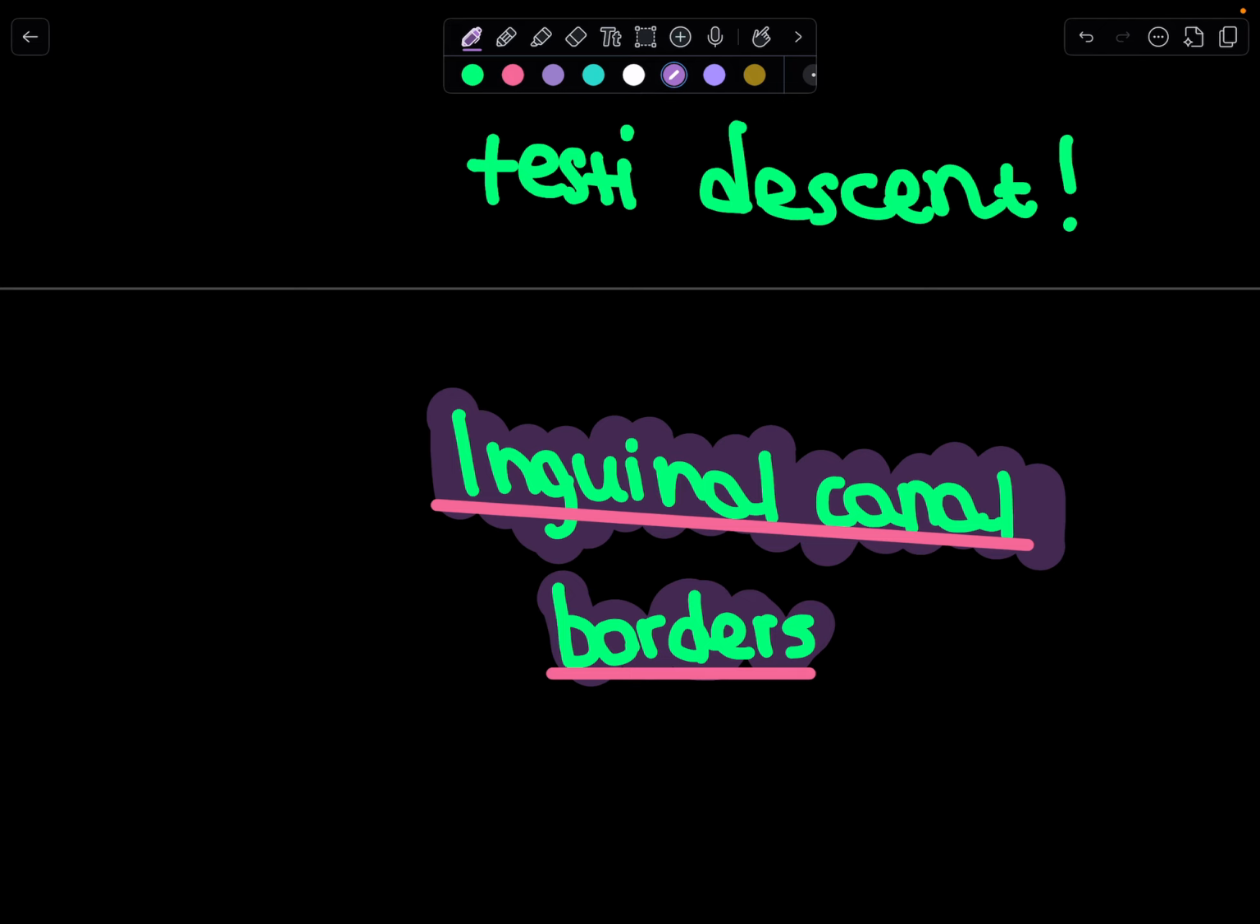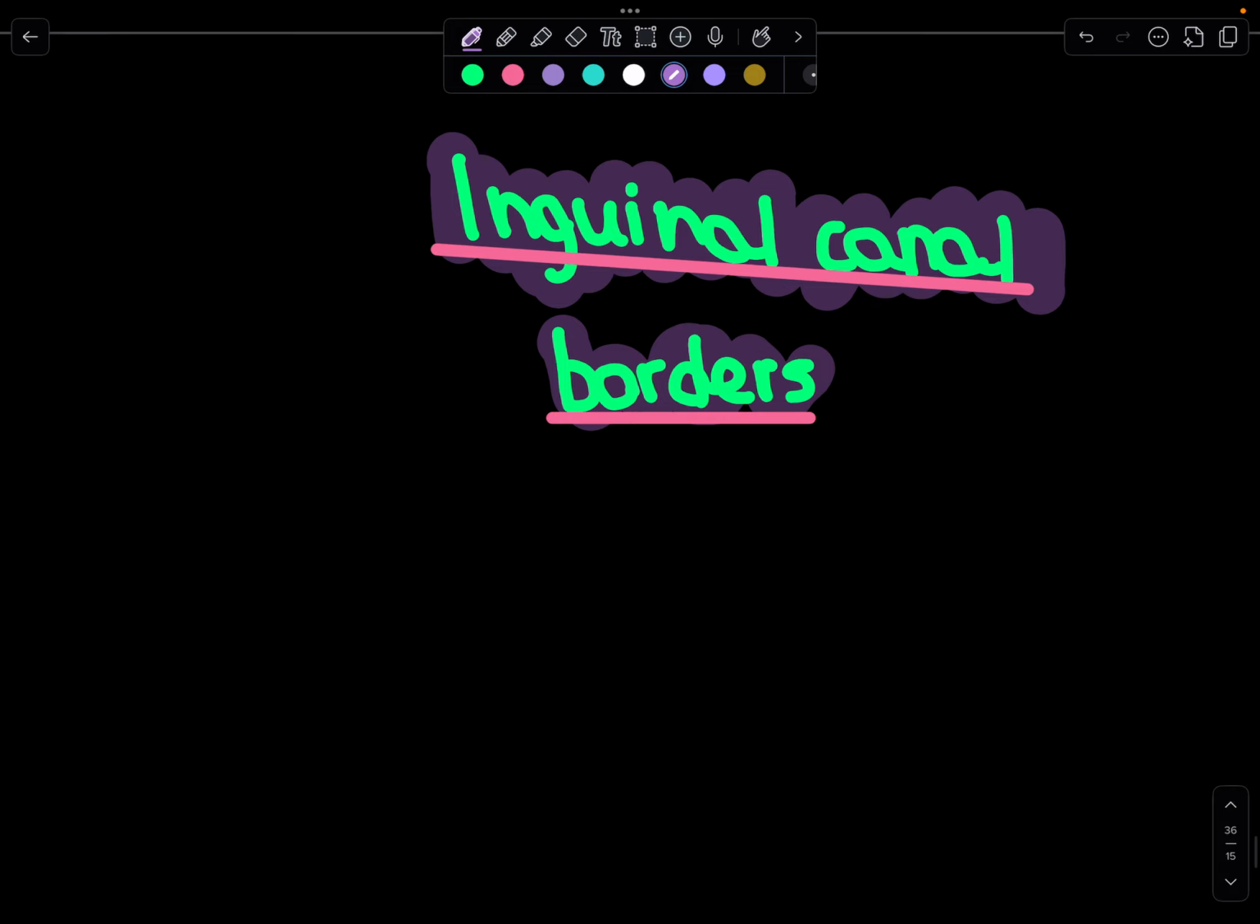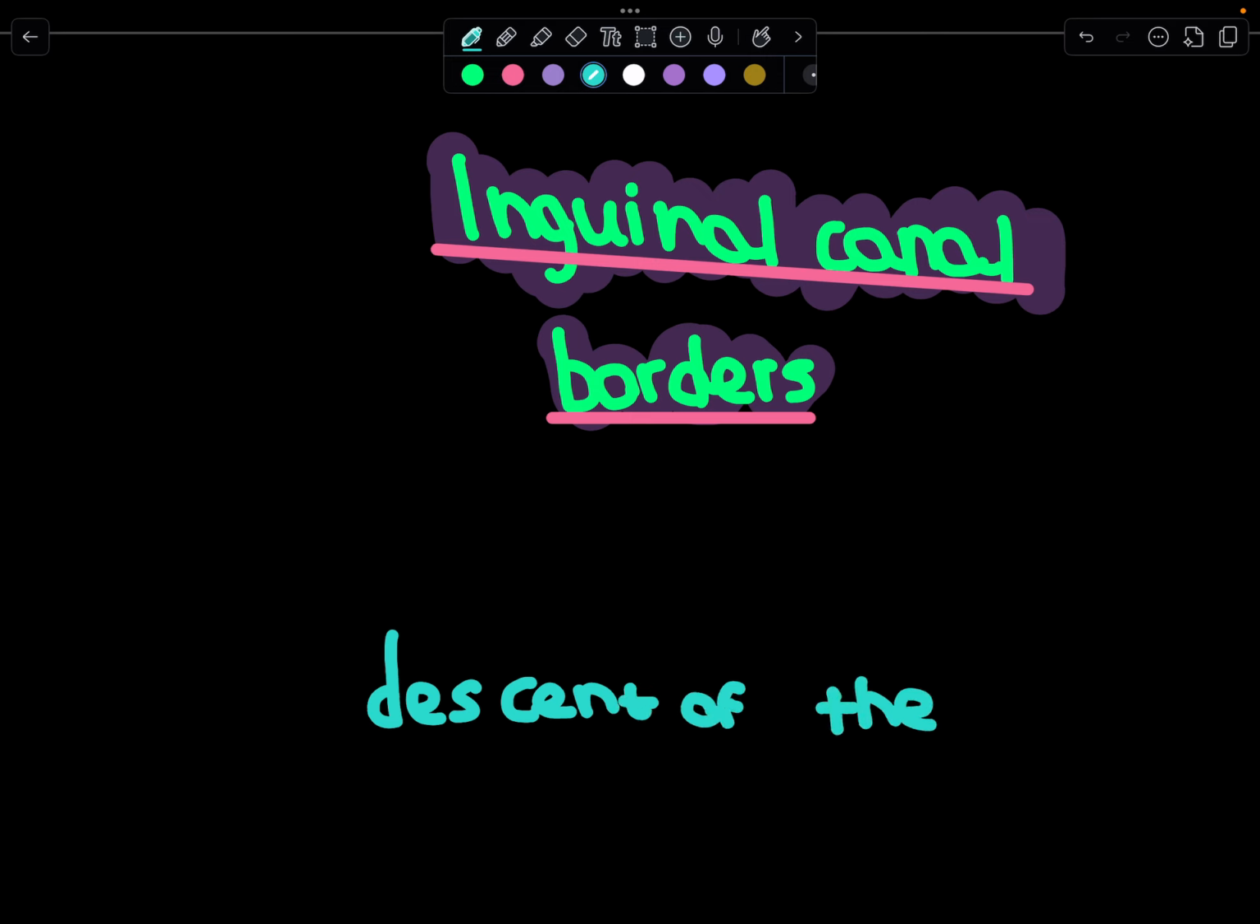Okay, let's talk about the descent of the gonads a bit more and the development of the inguinal canal then. The descent of the gonads begins around the 6th week of fetal development, when the testes in males or ovaries in females form in the abdominal cavity near the kidneys.